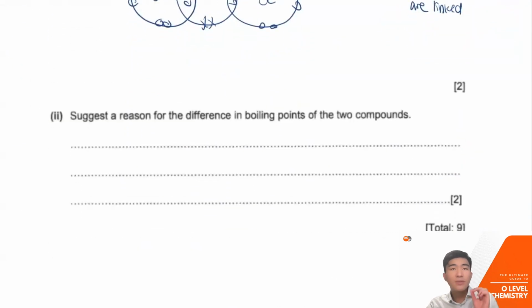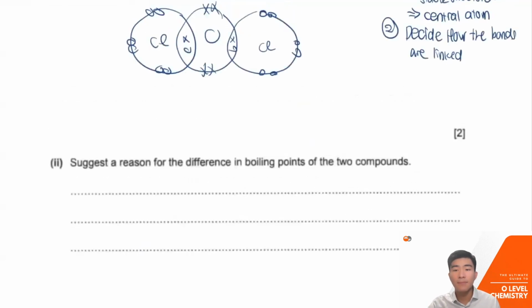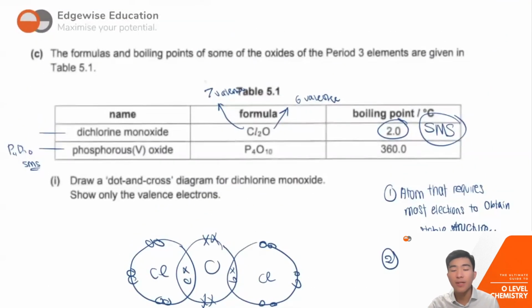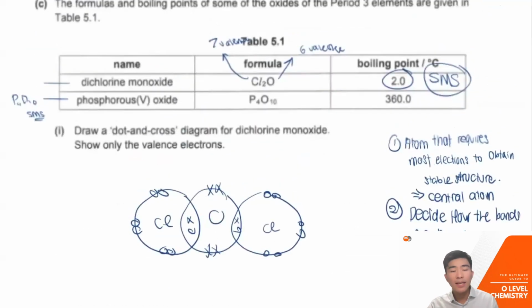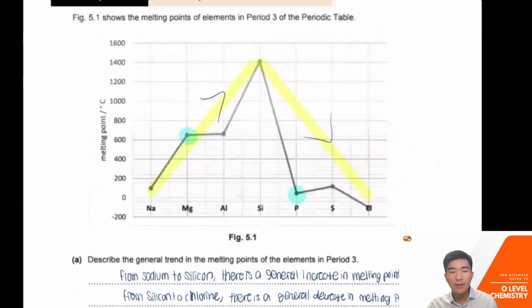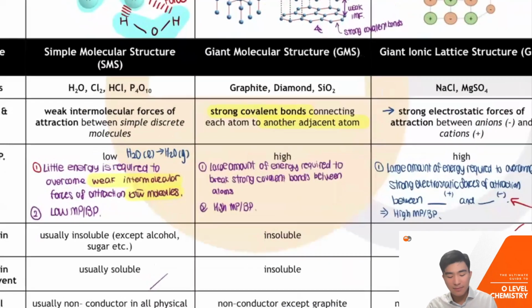So why is there then a difference between the boiling points? Both of them are simple molecular structures, but one has 2.0 as the boiling point, the other one is 360.0. Answer is as such. Now, intermolecular force, maybe let's go back to our table. This one maybe you write down.